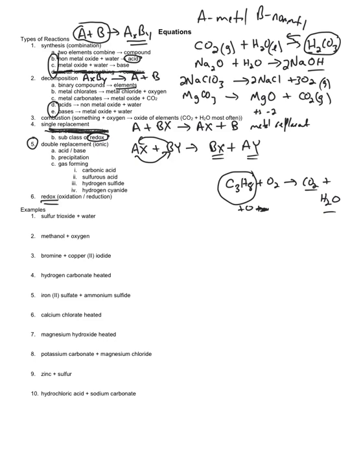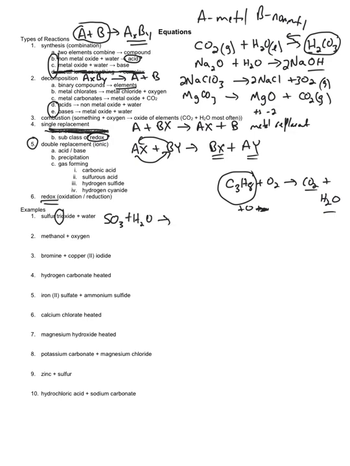All right, so let's see what you came up with. Sulfur trioxide. Because it's 2 nonmetals, it's a covalent compound, which means there are no charges. So we use covalent naming rules. Sulfur trioxide is SO3, water is H2O.